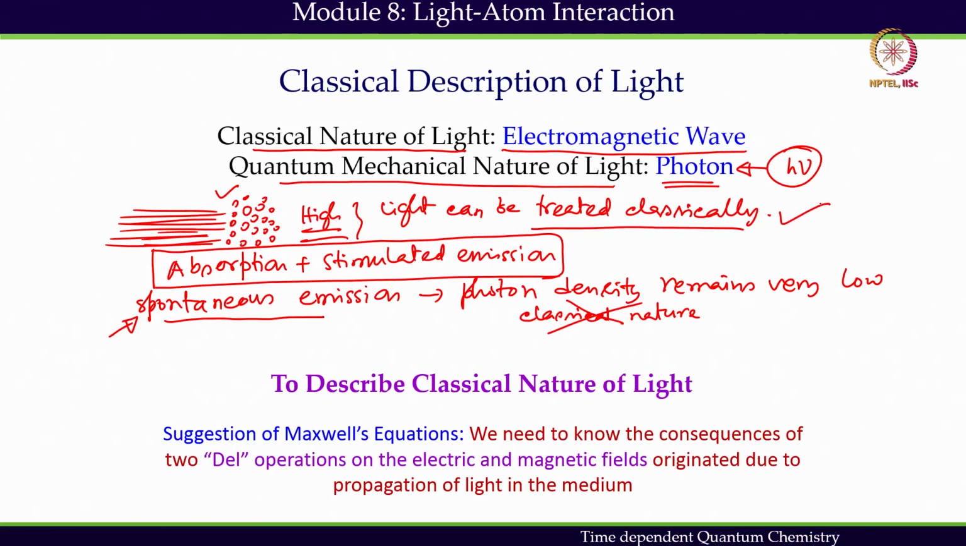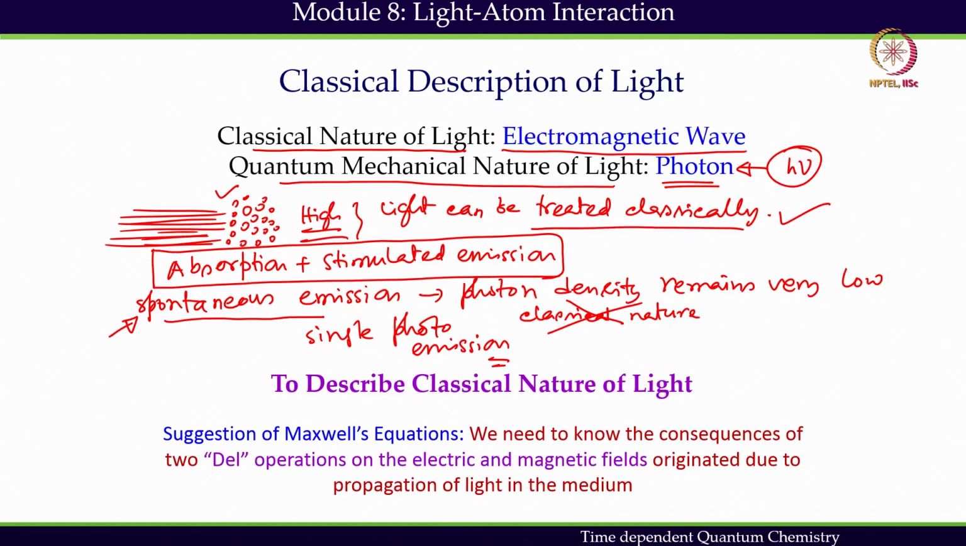This is something you should remember: if the photon density is very high, then the classical nature is perfectly valid. But if the photon density is very, very low, I can have only single photon emission. Then the quantum mechanical nature prevails, and we have to use a quantum mechanical treatment. So, both the atomic or molecular system and the light have to be treated quantum mechanically.